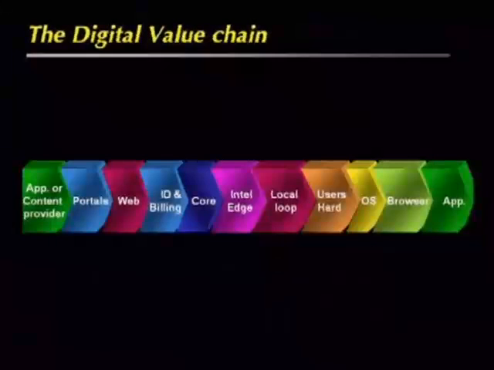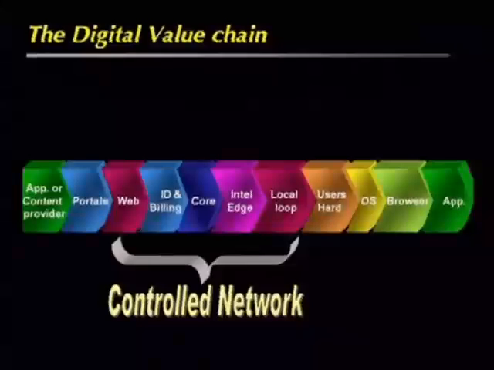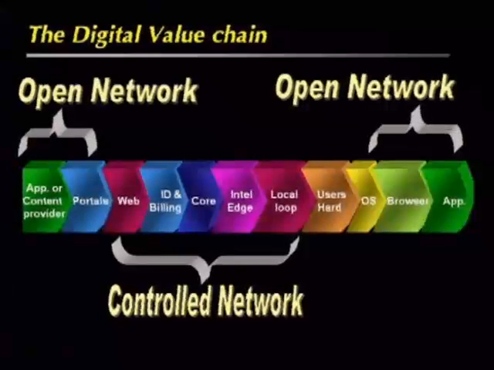The most important thing is how this affects the digital value chain. The controlled network group fundamentally control the network by controlling the center of the network. That means the ID and billing, the core switch, the intelligent edge, as well as the local loop. And by controlling that section of the value chain, they really controlled the whole value chain. Whereas the open network philosophers actually focus on the edges of the network. The operating system, the browser, the application that runs on your device, or the applications and the portals running in the back end of the internet that you can connect to. So this is really the key difference.